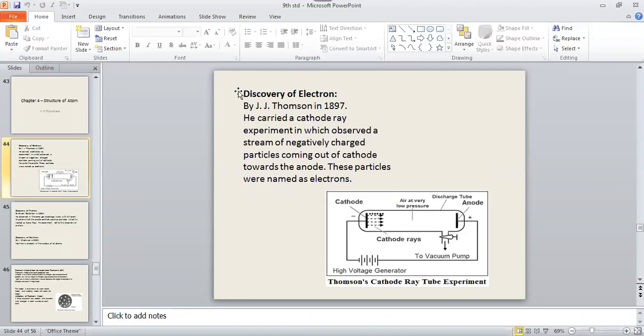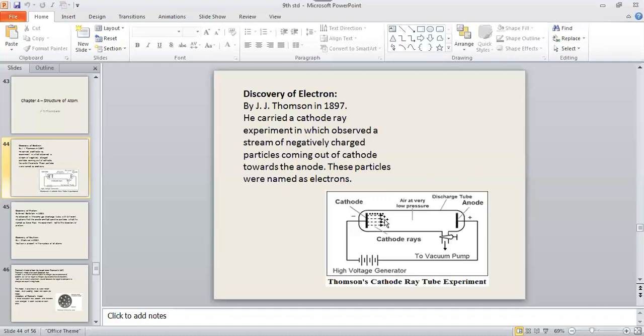First, the discovery of the electron. The electron was discovered by J.J. Thomson in 1897. He carried out the cathode ray experiment. He observed a stream of negatively charged particles coming out at the cathode towards the anode. This is the stream of negatively charged particles, and these particles were named electrons.